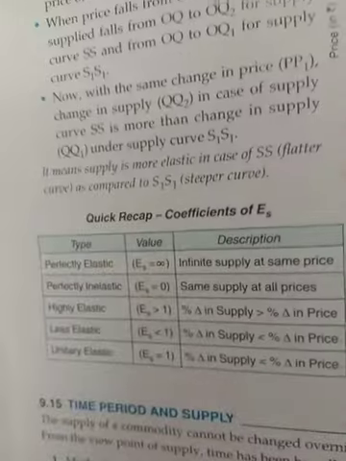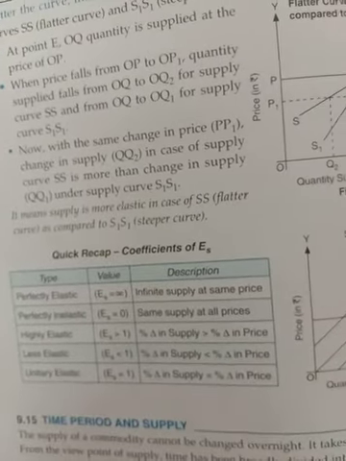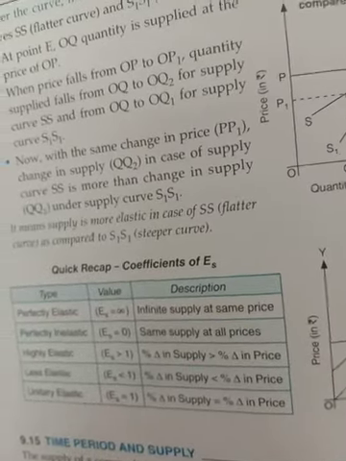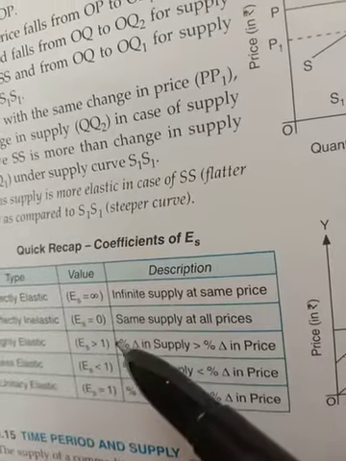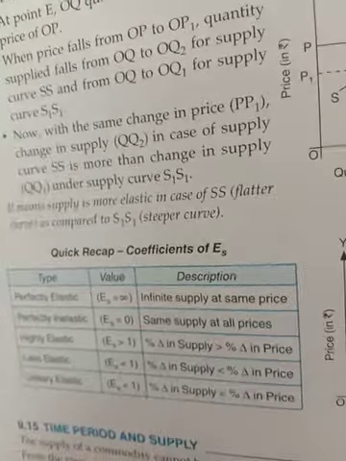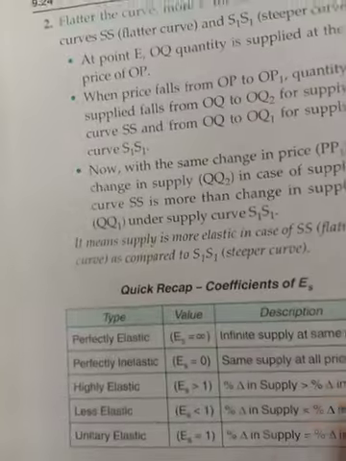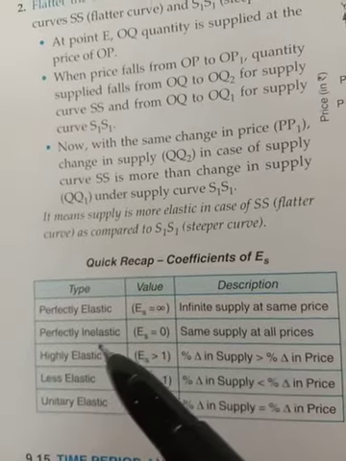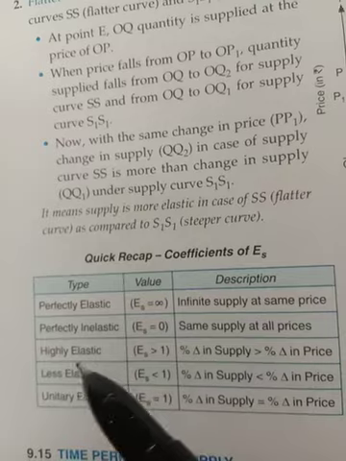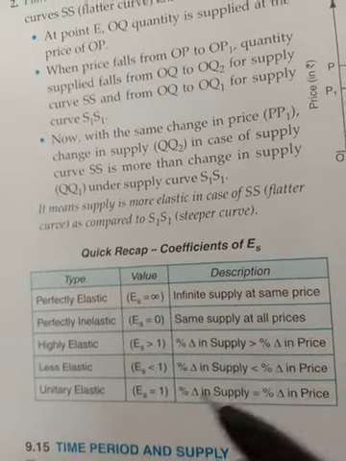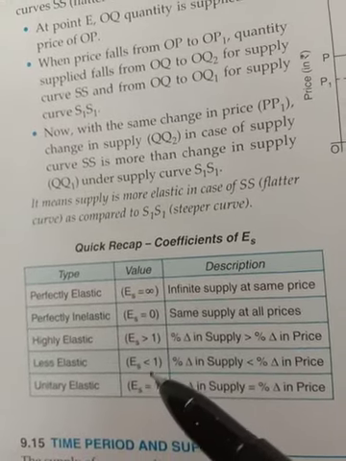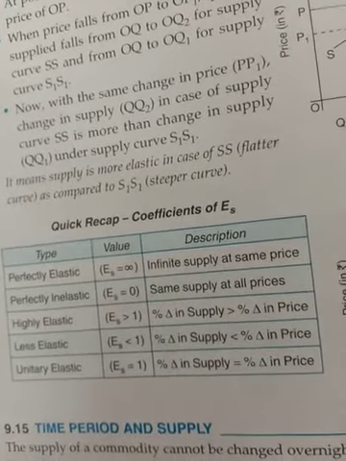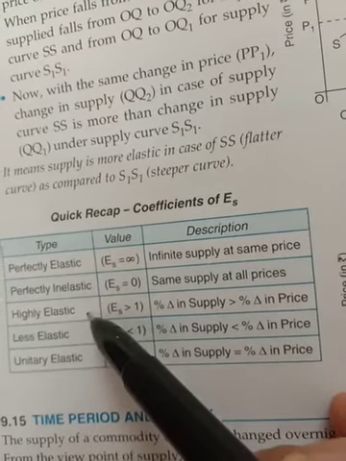Now the next thing is the coefficient of elasticity of supply. The degrees of elasticity of supply are known as the coefficient of elasticity of supply. Elasticity of supply can be equal to infinity, 0, more than 1, less than 1, or equal to 1. All these degrees we have discussed. When elasticity of supply is infinity, it is perfectly elastic. When it is 0, it is perfectly inelastic. When it is more than 1, it is highly elastic. When it is less than 1, it is less elastic, less responsive, or you can say inelastic.